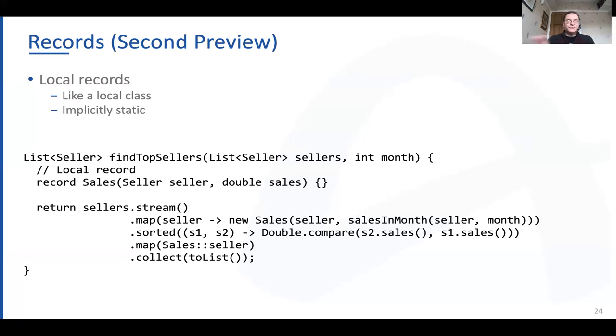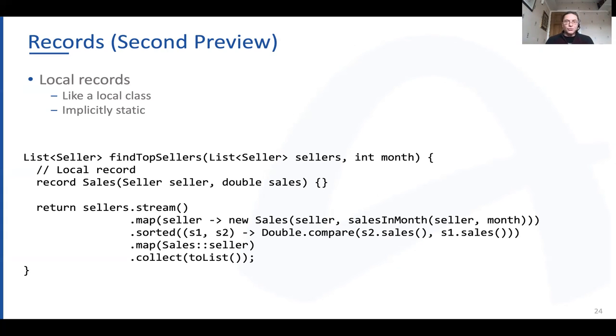So we've got a method, find top sellers. And what we're going to do is say, okay, we've got a local record called sales, which consists of two things. It's a tuple, it's got seller, and it's got sales, which is a double. And then we're going to use the sellers list that we've got, and we want to process that. So we're going to use stream with some Lambda expressions. And what we first do is we map that seller into the sales. And the sales will take the seller that we've got and then calculate the sales that seller had in a particular month and make that the other part of the tuple.